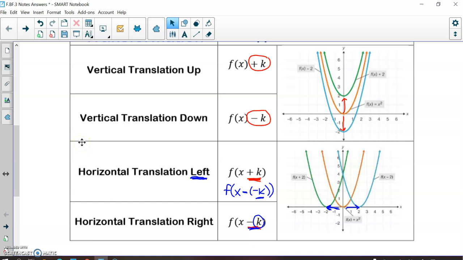All right, so that's the end of our translations lesson. Now we're going to learn about reflections and dilations in the next one.